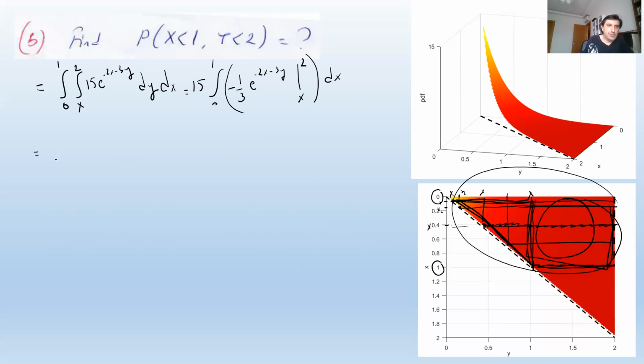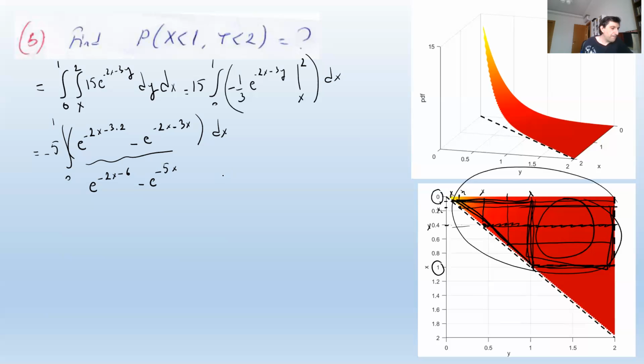All right, we can get rid of this 3, so it's going to be minus 5 exponential minus 2x minus 3 times 2 minus exponential minus 2x minus 3x, dx, and we have x from 0 to 1. And this is going to be exponential minus 3x minus 6 exponential minus 5x. I hope I did this correctly. Yeah. So let's continue. This is going to be minus 5 times minus 1 over 2 exponential minus 2x minus 6, and we have plus 1 over 5 exponential minus 5x, from 0 to 1. And let's go a couple of steps further.